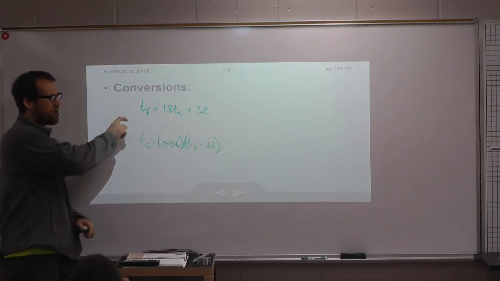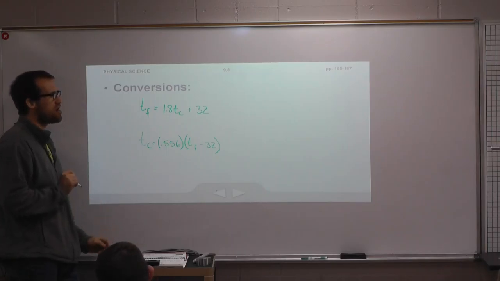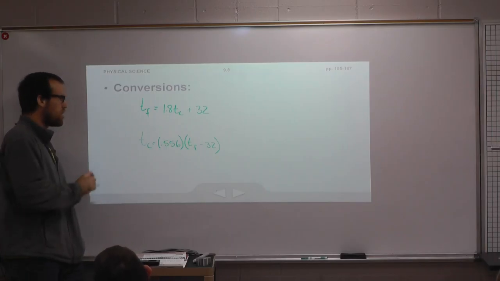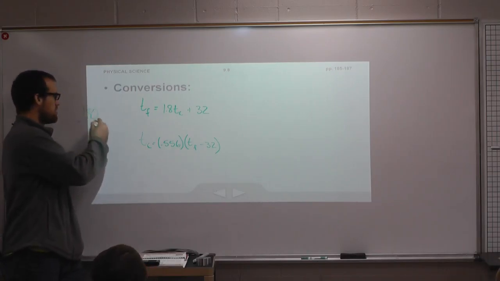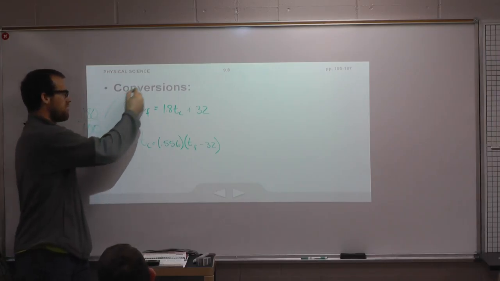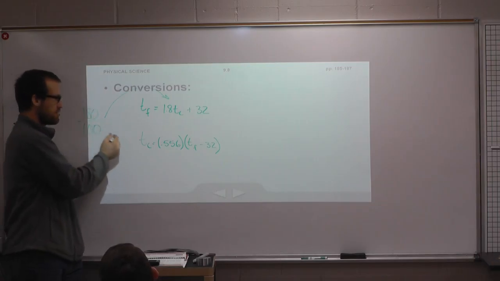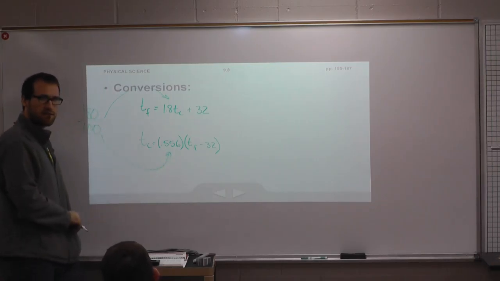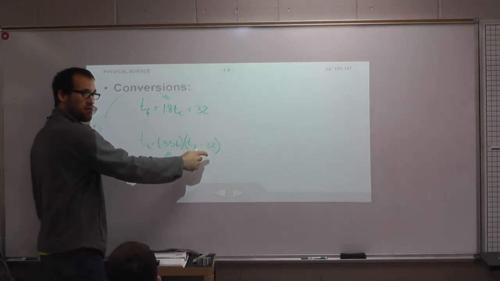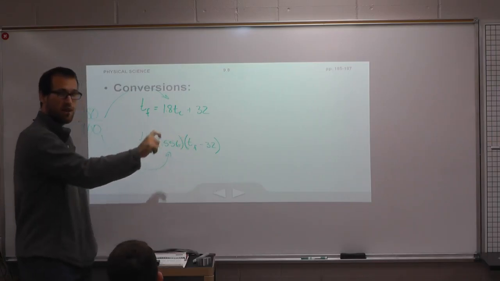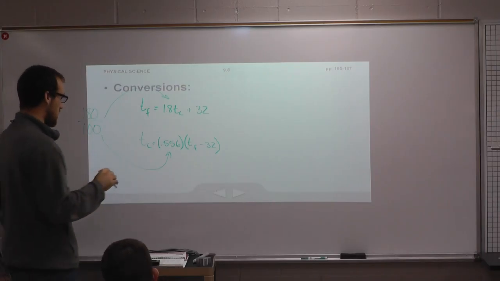Kind of tie where these two come from. Do you remember what the difference between the two fiducial points for Fahrenheit was? 180. What was the difference between the two fiducial points in Celsius? 100. So what is 180 divided by 100? 1.8. If I flip this, it's 0.556. And these are the differences between the boiling and freezing points, right? 0 degrees Celsius is one and 32 is the other. So that's where these equations come from.